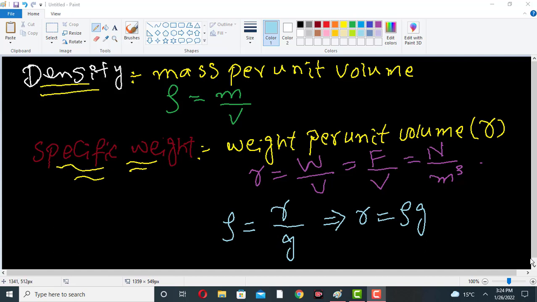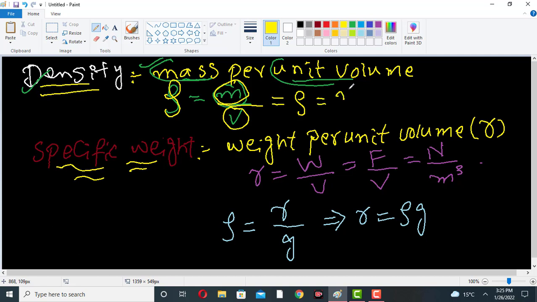In this lecture we will discuss some important points about the density, specific weight, specific volume and specific gravity of fluids. So first of all, what is the density of a fluid? Density of a fluid means the mass of a fluid per unit volume. So density is nothing but mass per unit volume. M is the mass and V is the volume. So mass divided by volume is called density, and it is denoted by rho. Rho is equal to the mass of the fluid divided by the volume occupied by the fluid. So mass per unit volume.